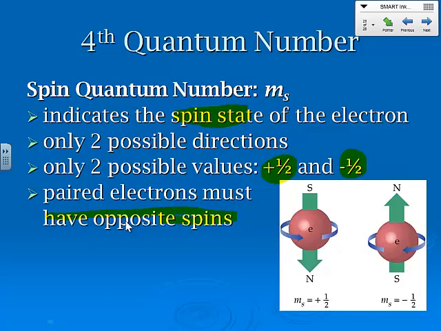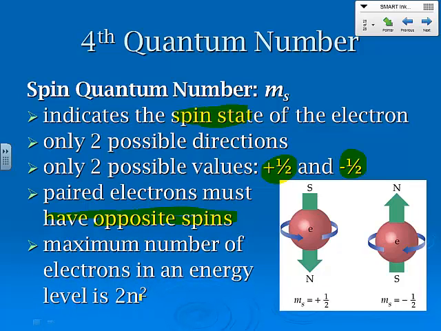And the paired electrons have to have opposite spins, which is going to satisfy most of the rules for electron configurations. And then if the maximum number of orbitals in an energy level is n squared, we multiply that by 2, that's the total number of electrons that are available in an energy level.